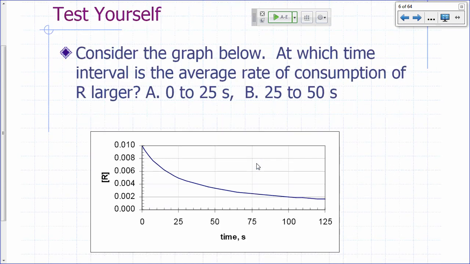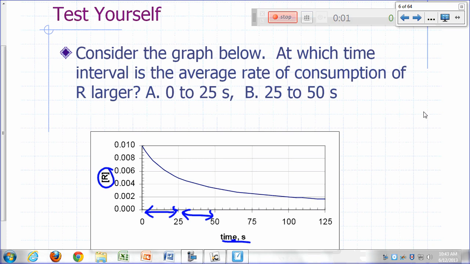Okay, let's look at this graph here. At which time interval is the average rate of consumption of A larger? From 0 to 25 seconds. So this is typical of what you might observe when you carry out a reaction. You monitor concentration of, let's say, reactant R versus time. Okay. So what is the average rate from 0 to 25 seconds? Compare that from 25 to 50 seconds. For which time interval is the average rate of consumption of R larger? Is it in between 0 and 25, or is it between 25 and 50?